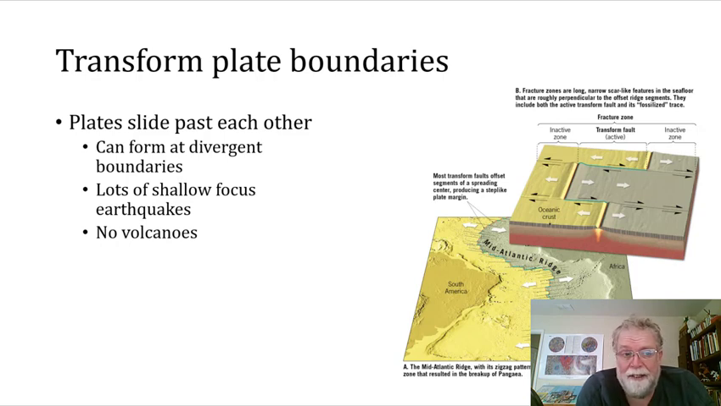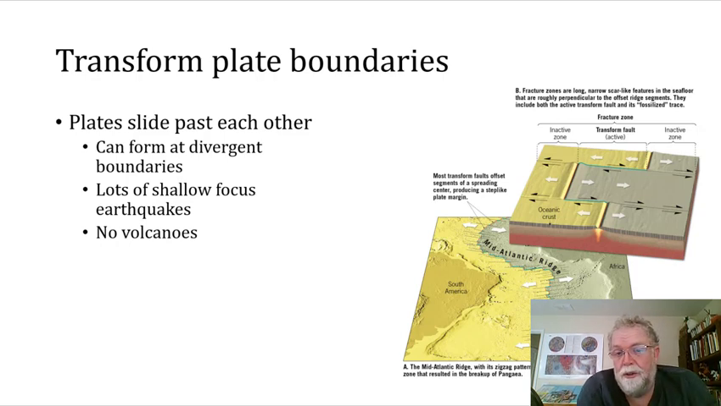What if they slide past each other? Well, that's called a transform boundary. And there are a couple of different ways to set this up. And one of them is at a divergent boundary.